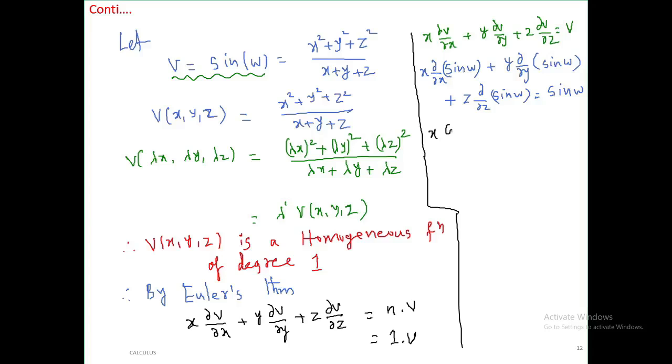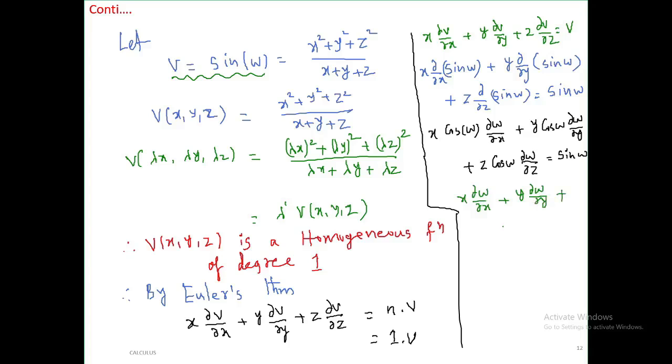Now what is dou by dou x of sin w? Sin w derivative is cos w first, and w derivative with respect to x is dou w by dou x, plus similarly y into cos w dou w by dou y plus z into cos w dou w by dou z is equal to sin w. Okay. Next one, let us take cos w common in LHS. So what do we get? x into dou w by dou x plus y into dou w by dou y plus z into dou w by dou z. This value how much?